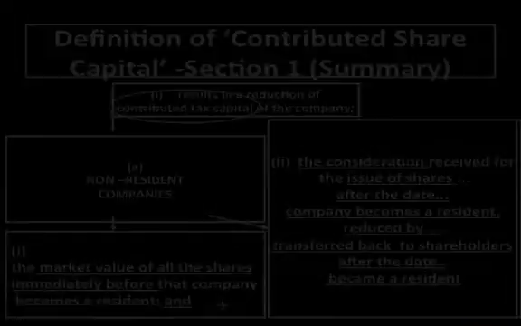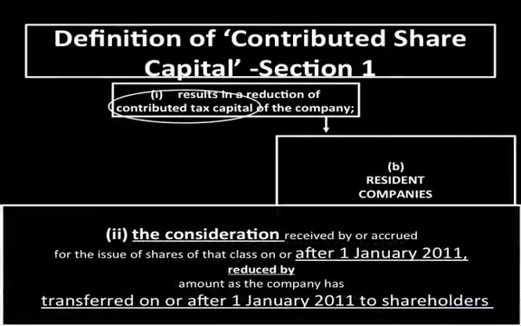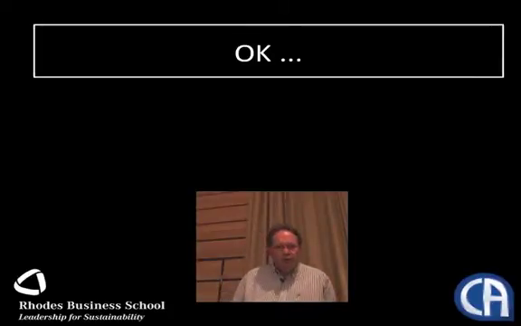When we deal with a resident company, we say, right, on resident companies, we look at the stated share capital and share premium. Notice this is quite old, it's still got share premium. We don't talk about share premium anymore. Okay, it's the stated capital of the company. Before 1 January 2011, adjusted for any amount that may be in share capital that would have constituted a dividend had it been distributed by the company immediately before that date. So that would be the reserves that you have capitalized in one way or another. And then you will add to that the consideration received after 1 January 2011, reduced by any amount transferred back after 1 January 2011. And that will deal with your distribution of share capital, your reduction of share capital.